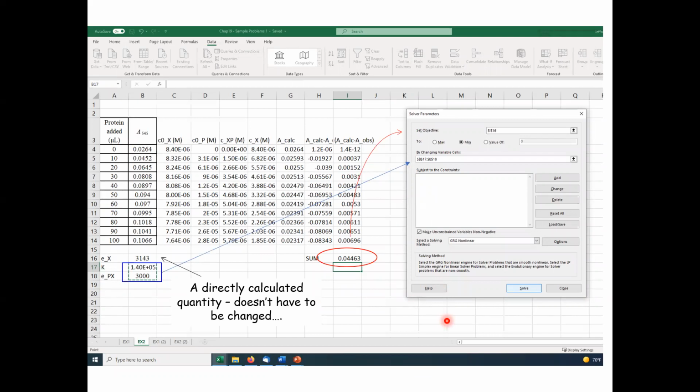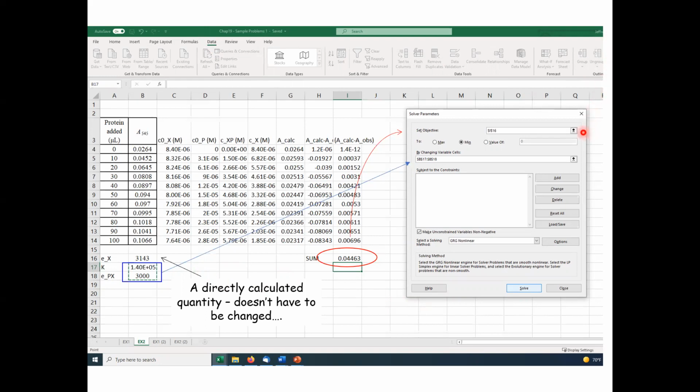We are ready to run Solver. Solver will adjust these numbers until that sum of the squares is minimized. Again, you get Solver within the Data tab. It's over here on the far right of my screen. It got cut off.